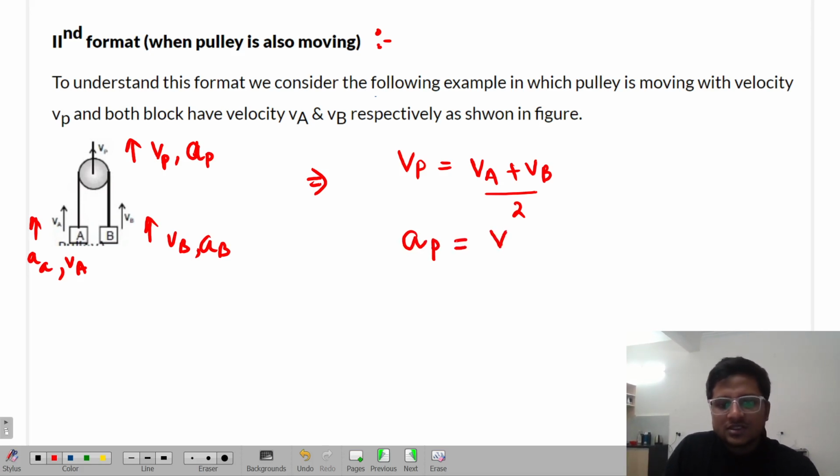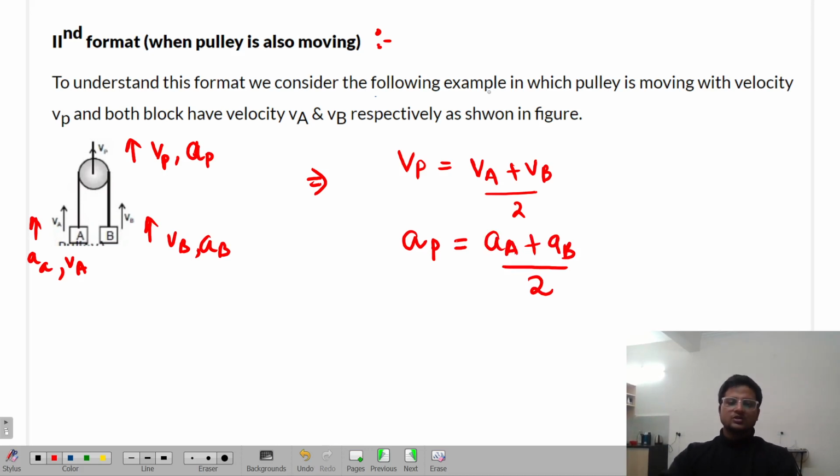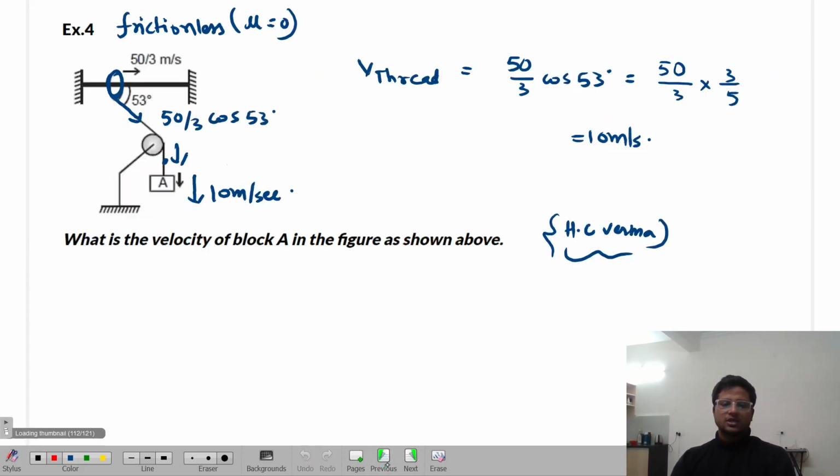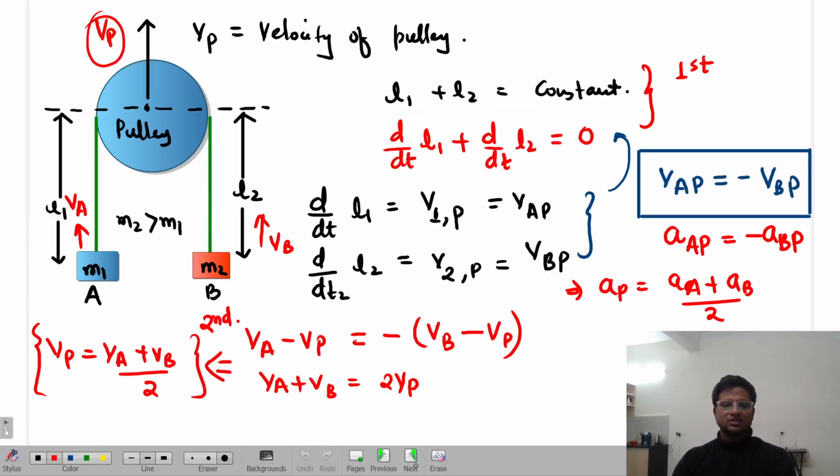Got it or not? So acceleration of pulley P will be nothing but acceleration of block A plus acceleration of block B divided by how much? 2. Are you able to get me or not? So these are the two relations which appear from the first constraint motion, the first constraint relation that the length will always remain the same. Is that clear? Are you able to get me? Totally. So let us bring some questions regarding this.